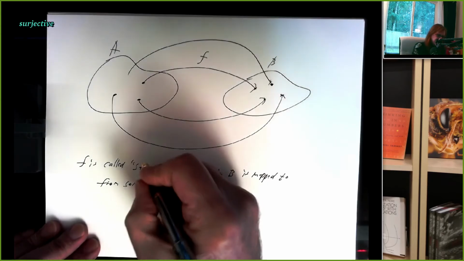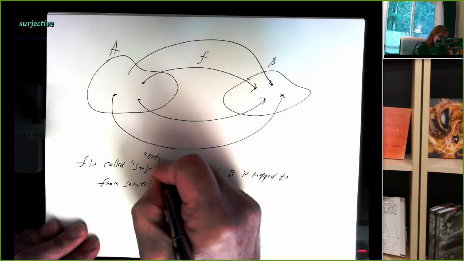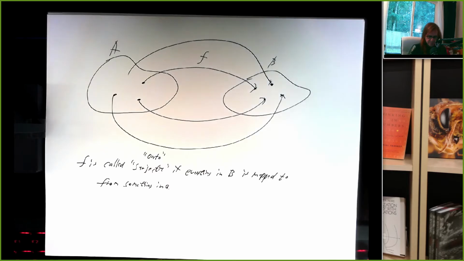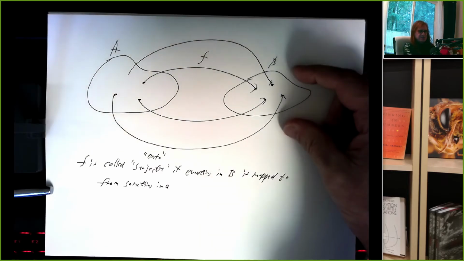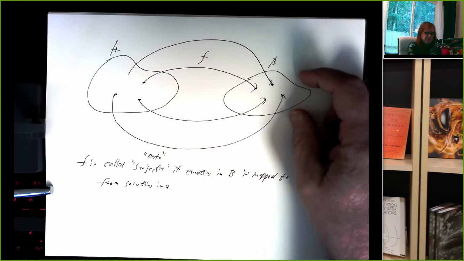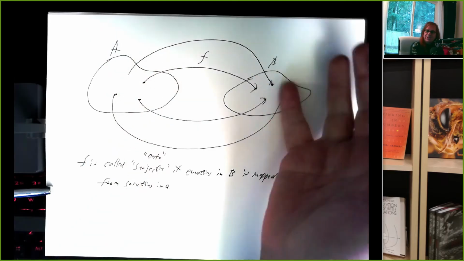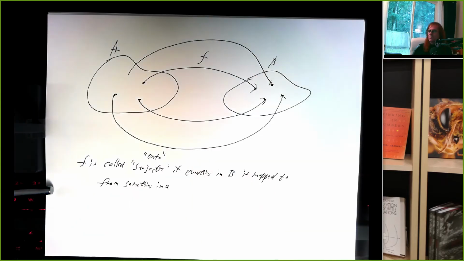And this is sometimes called onto. And it basically says B is not bigger than it has to be. There's not extra stuff over here that's not involved in the mapping.